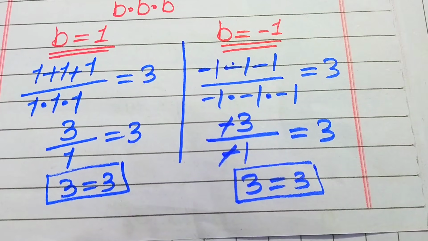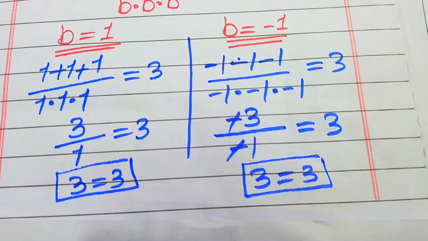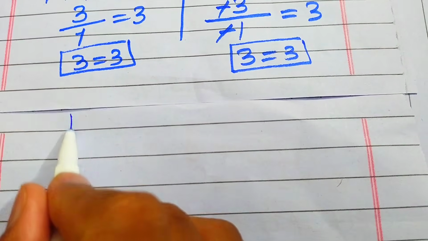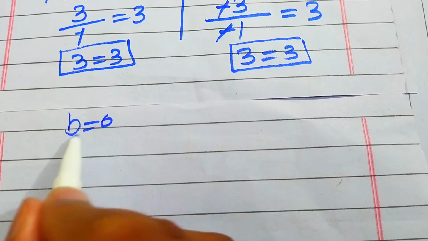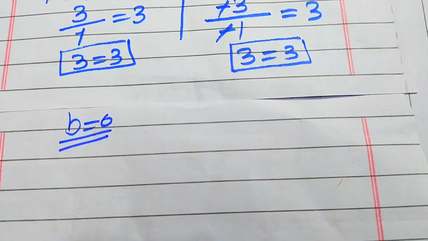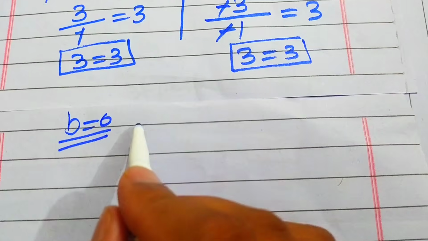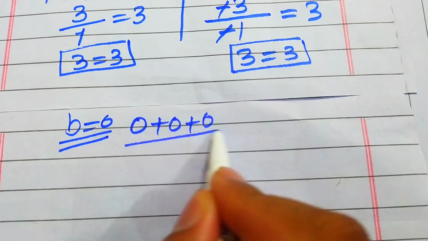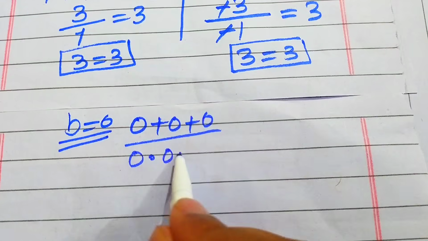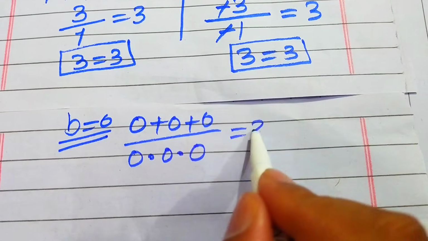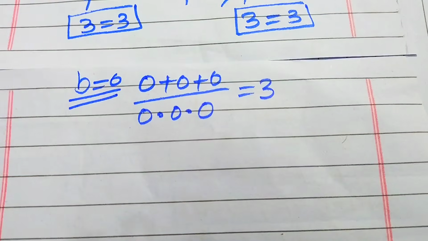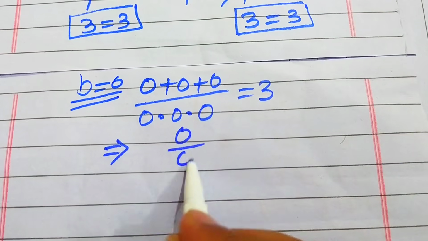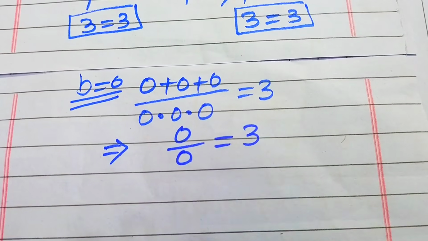And now we need to verify the third value of b. So the third value of b is equal to 0, and we substitute b equals 0 on both sides of the given question, and it will be written as 0 plus 0 plus 0 divided by 0 multiplied by 0 multiplied by 0 equals 3 or not. And here you see that our left hand side becomes 0 over 0 form equals 3.